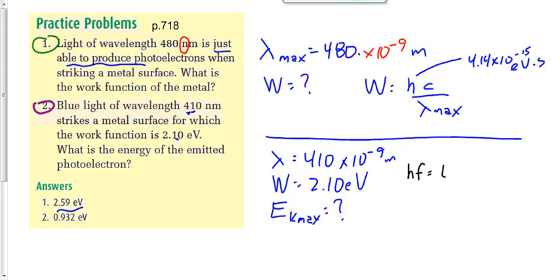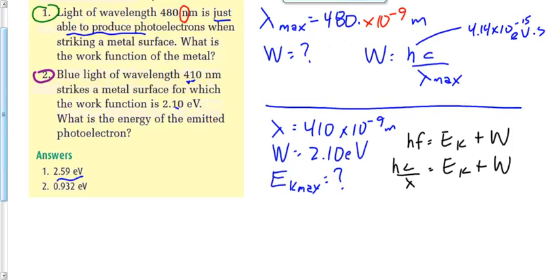HF is equal to EK max plus W. Let's replace HF with HC over lambda equals EK max plus W. Let's plug in some numbers here. What value of Planck's constant do you want to use here? We got our work function in electron volts. Can we keep the electron volts, or do we need to switch to joules here?